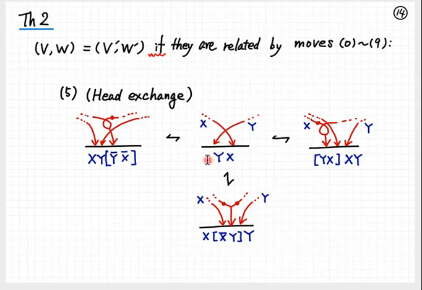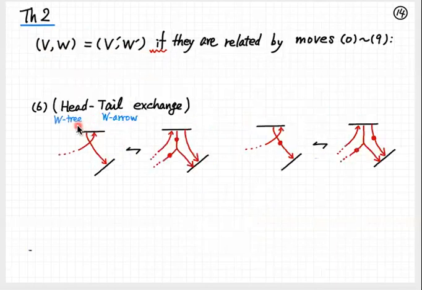So if we consider the labels, I mean, if we put labels X and Y, then we have this label of the head. And we notice that these are all the same as a group element. This observation gives us a proof that these moves preserve the equivalence class of double tree presentations, okay?